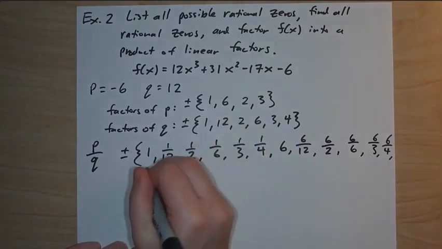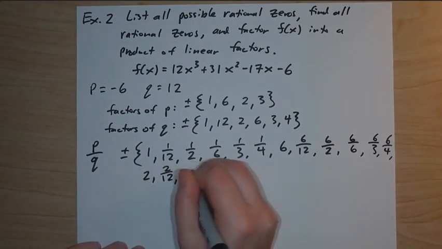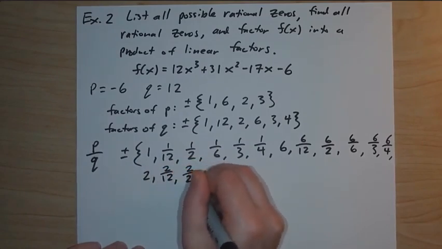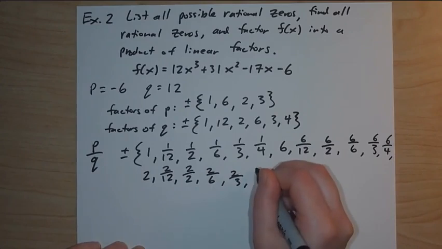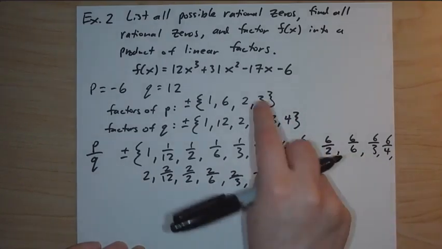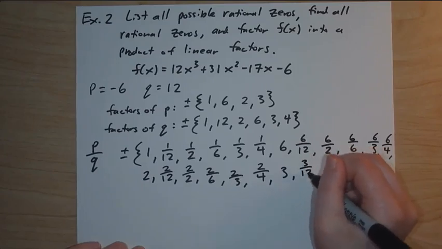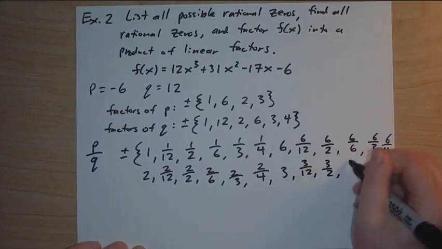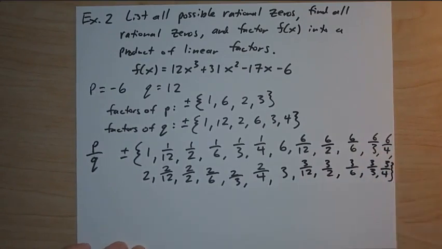Now we're going to move on to 2's. 2 over 1 is just 2. We have 2 over 12. We have 2 over 2. 2 over 6. 2 over 3, and 2 over 4. Then we also have 3 over 1, which is just 3. 3 over 12, 3 over 2, 3 over 6, 3 over 3, and 3 over 4. And that's the end of that list there.